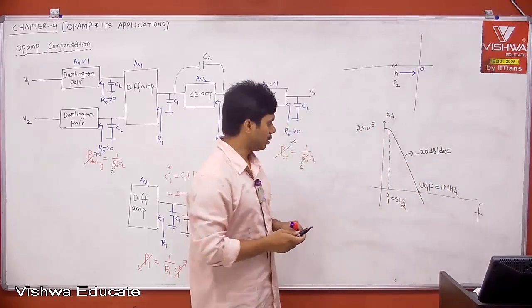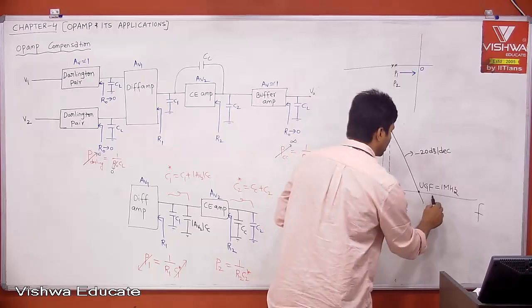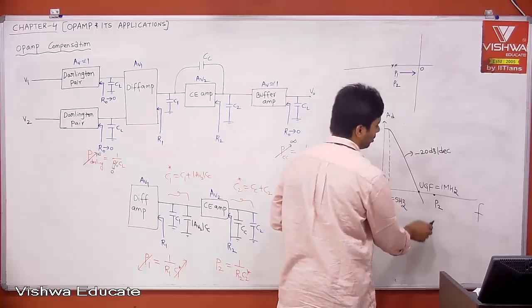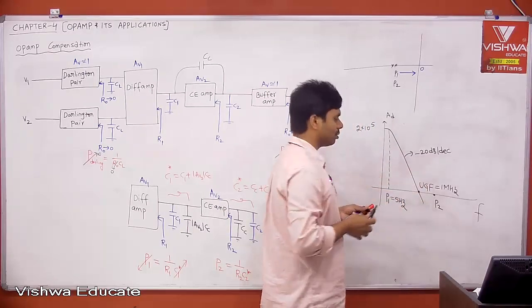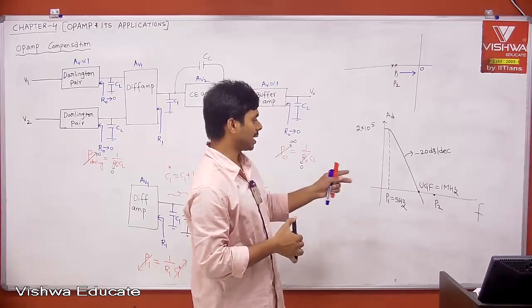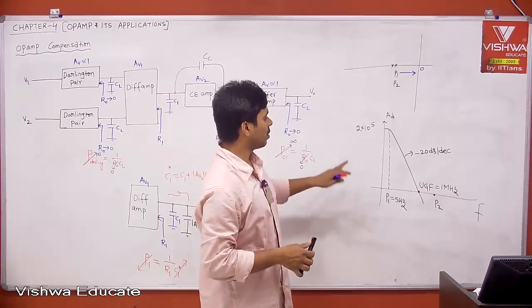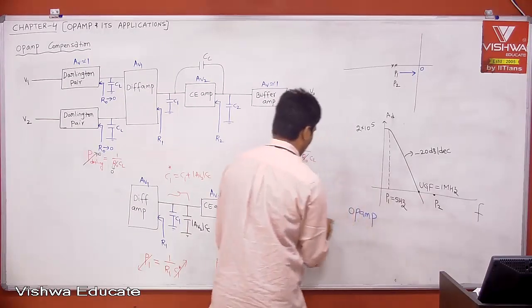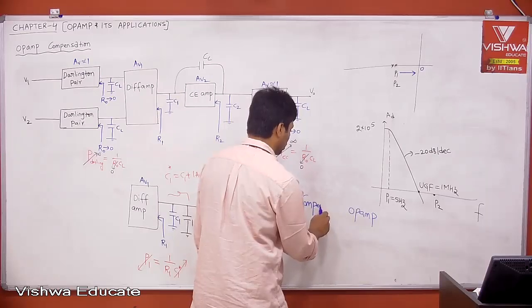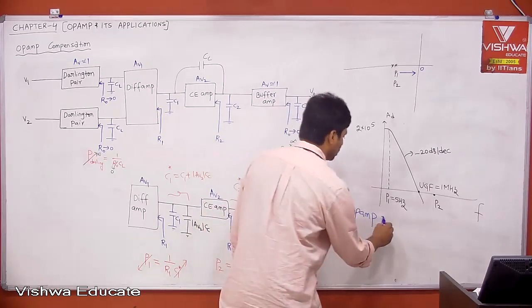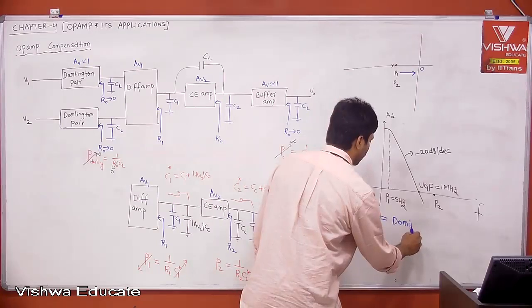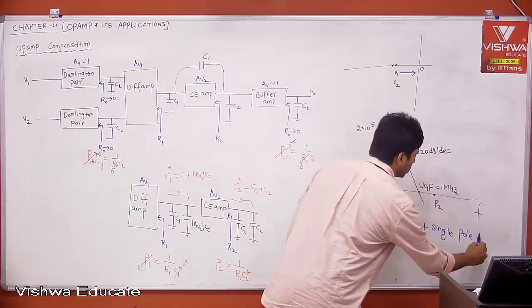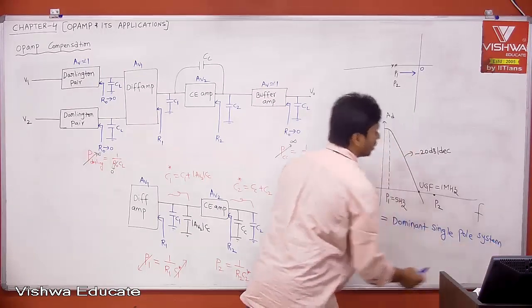The slope is minus 20 dB per decade because only one pole is there. Let us say our second pole is here, then I don't bother, right? Why? The slope will decrease to minus 40 dB per decade, but if it is after unity gain frequency, I don't bother. Therefore, we need to compensate, or we need to have the second pole after unity gain frequency. Now this is a dominant pole system. Your op-amp is now a compensated op-amp. Compensated op-amp is a dominant single pole system. Therefore, it is always stable.